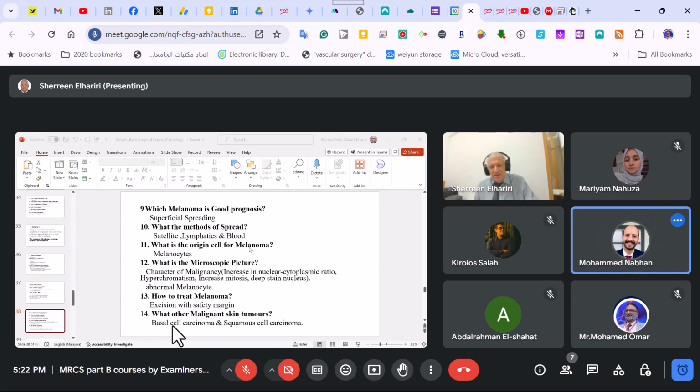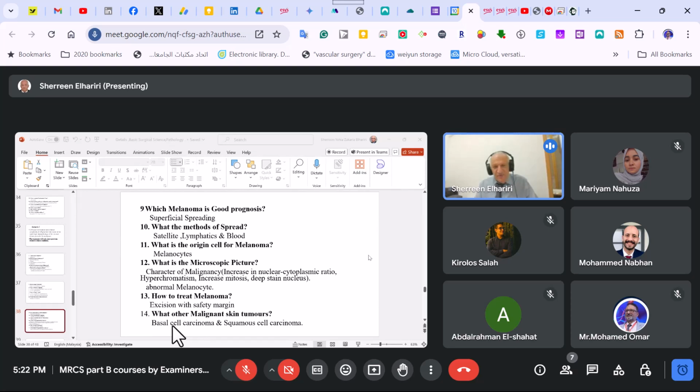Originate from the skin? Yes. We have basal, we have squamous, of course you have melanoma. What is the origin of basal cell carcinoma? From the epithelioid cells. From basal cell. Epithelioid cell is granuloma, from basal layer.